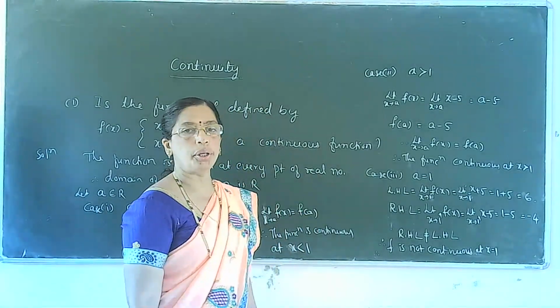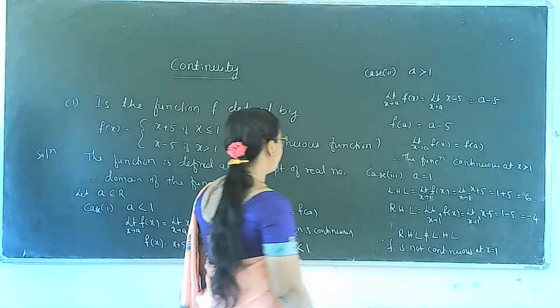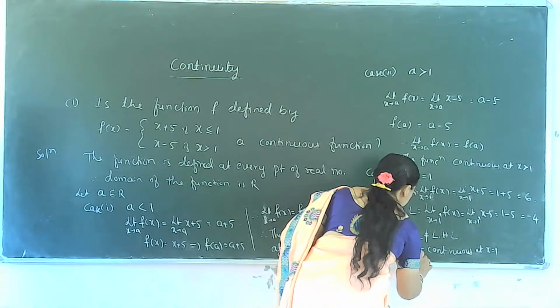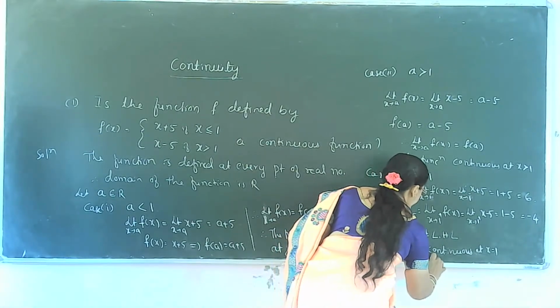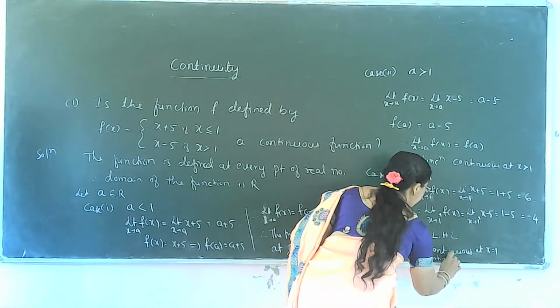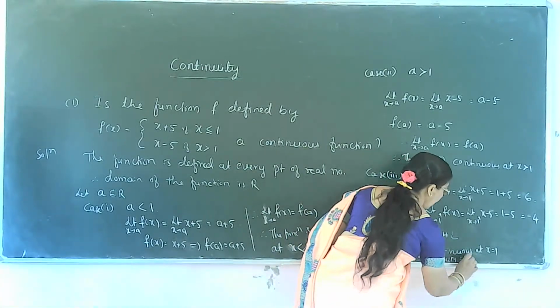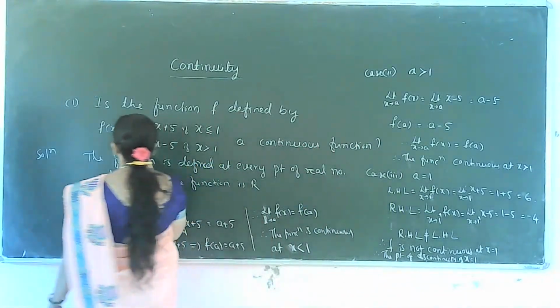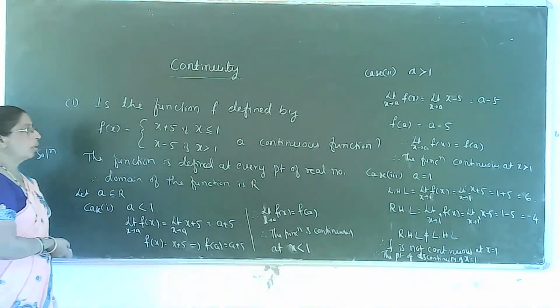The point of discontinuity is x equal to 1. You once again follow the steps here.